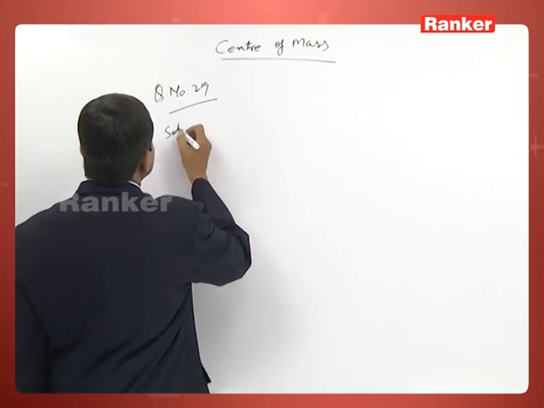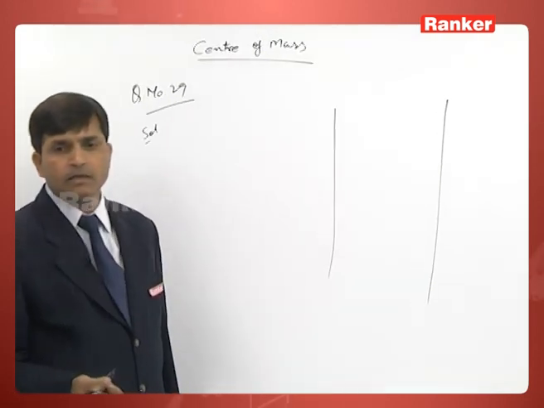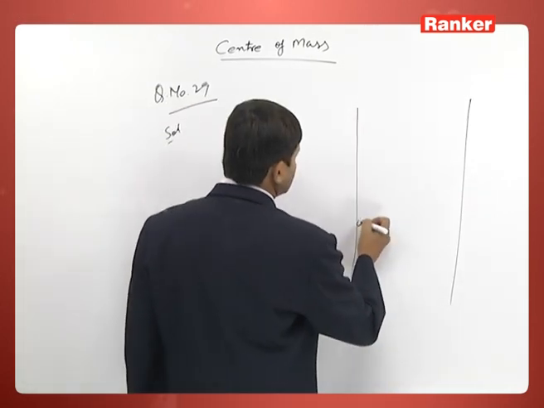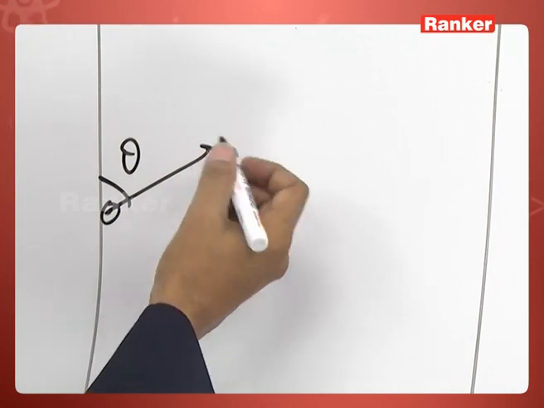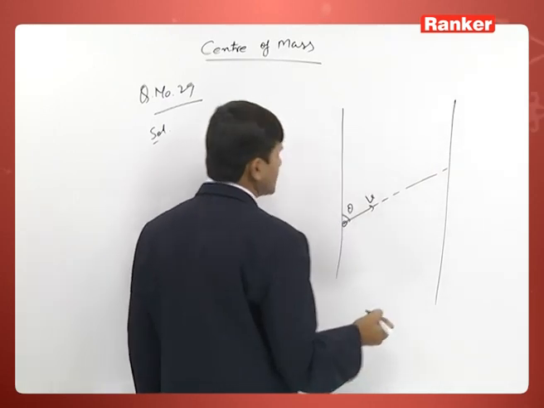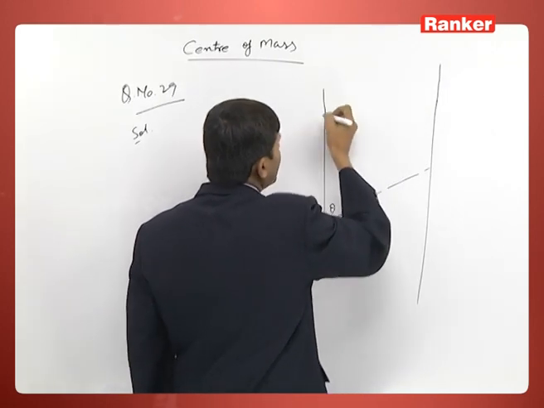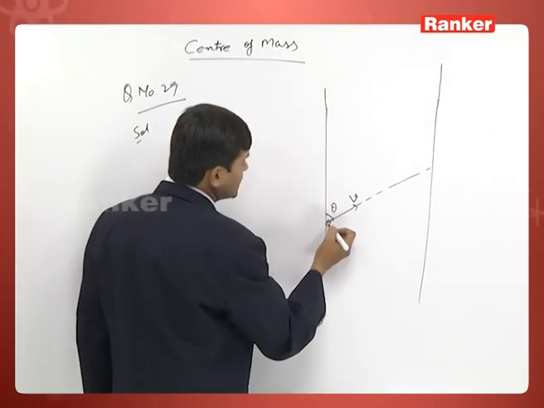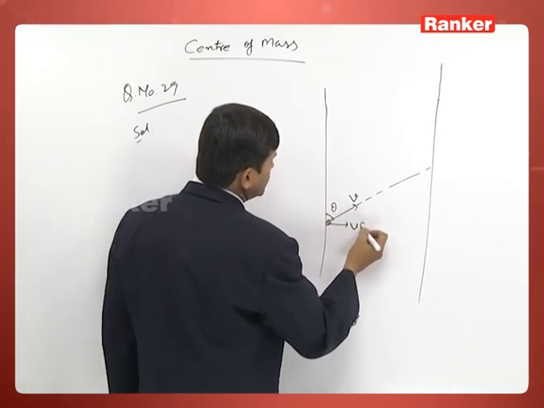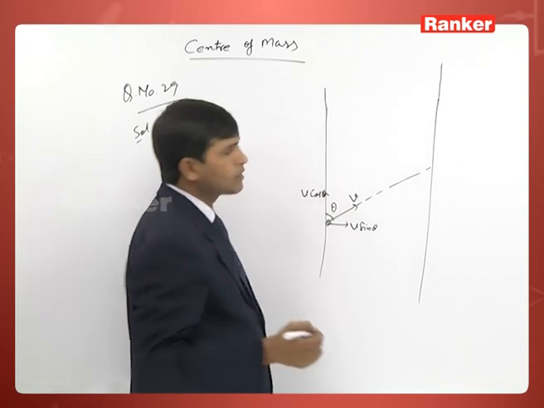So as per the question, these are the two infinite walls and a particle has been projected making an angle theta. This is the particle making angle theta with velocity v. So when the particle strikes this, after the collision, initially we can see one direction has velocity v sin theta, and the other has velocity v cos theta.